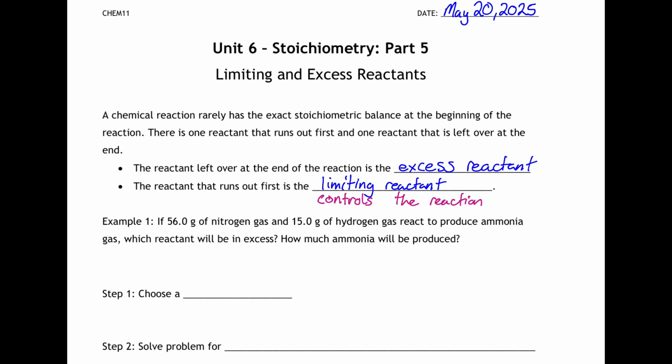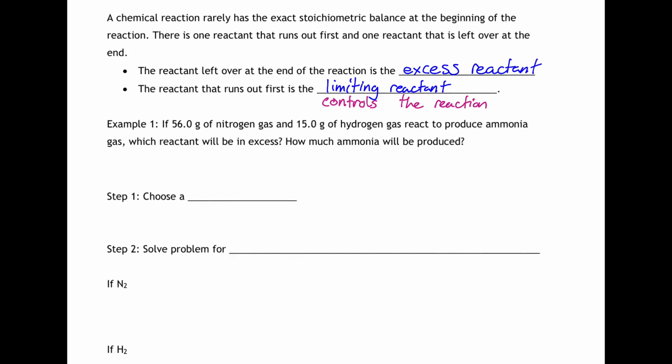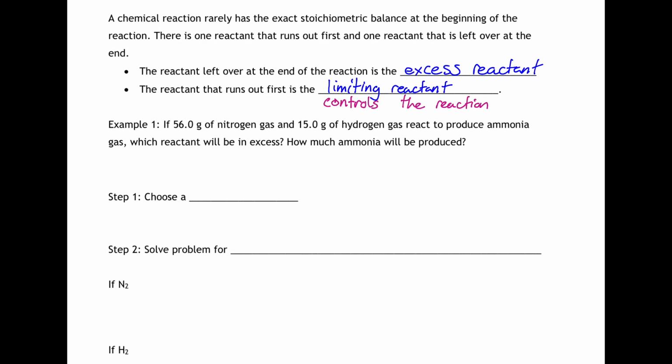So let's do basically the whole first page here as a reaction example. Let me write in the reaction. If we get nitrogen gas and hydrogen gas to produce ammonia, we've done this reaction a few times. It is nitrogen gas N2 plus hydrogen gas H2 makes ammonia, which is NH3. So that's our starting point.